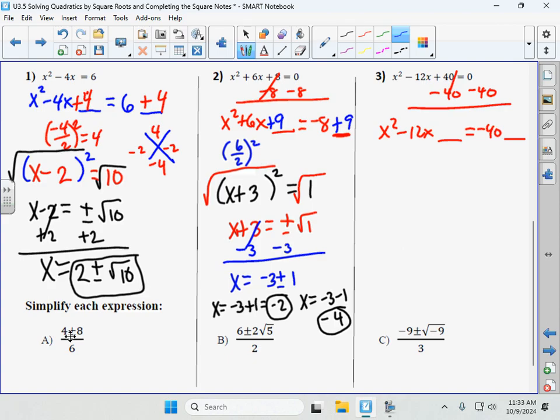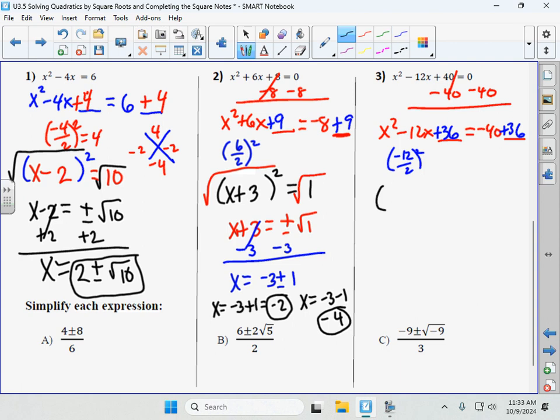All right, so let's take half the b term, which is negative 12, cut it in half, and then square it. So negative 12 divided by 2 is negative 6. Negative 6 squared is positive 36. So we're going to add 36 to both sides. Now we're going to factor the left side.